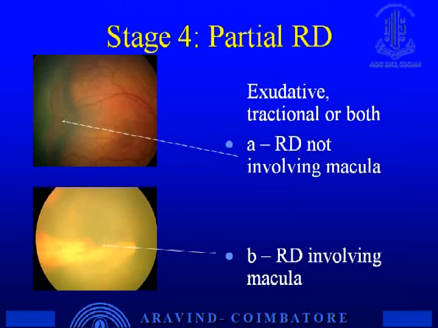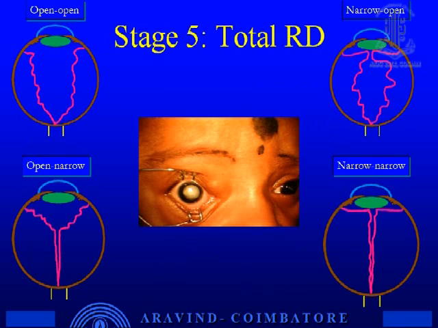Stage 4 is a stage of partial retinal detachment, and it is further divided into 4A and 4B. 4A when the detachment is not involving the macula, and 4B where the retinal detachment involves the macula. Stage 5 is the stage of total retinal detachment, and ultrasonographically it can be further subdivided into open, narrow, or a narrow open, depending on the configuration.